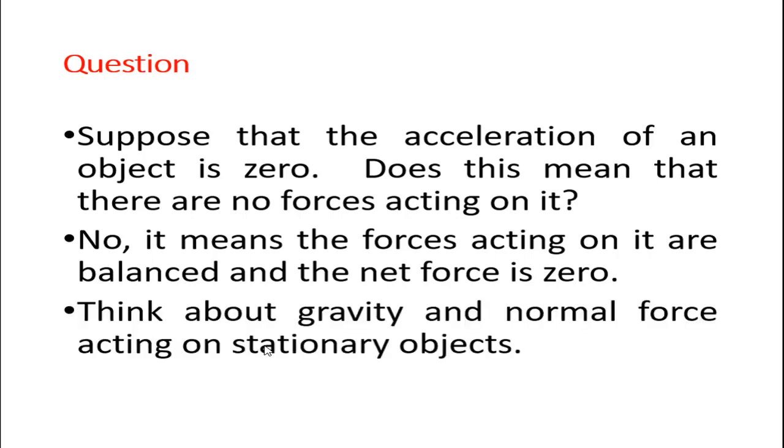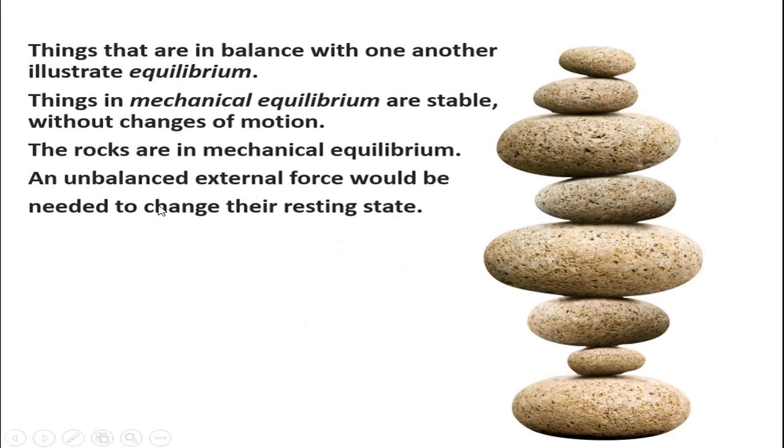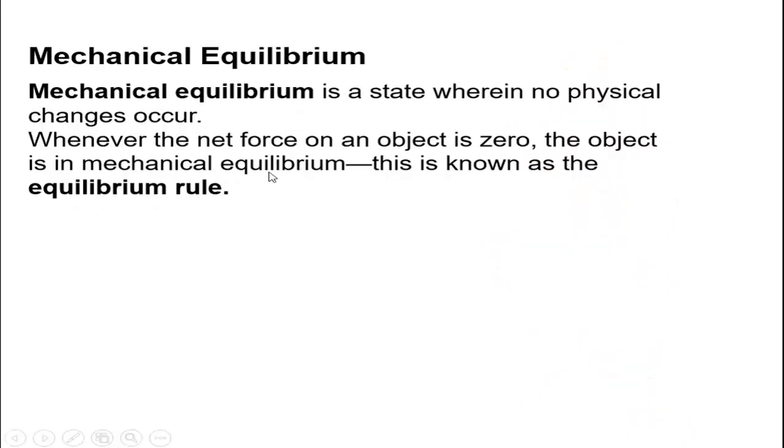Think about gravity and normal force acting on stationary objects. There are still forces applied, they are just balanced. So focus on the italicized words, mechanical equilibrium. These are stable. It means the forces acting on the object are equal. So that is under the equilibrium rule, and that is the law of acceleration. Same activity as the law of inertia. Record yourself exhibiting one example under the second law, acceleration. Just a simple example under acceleration.